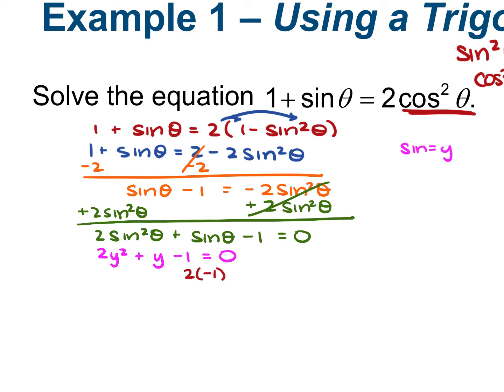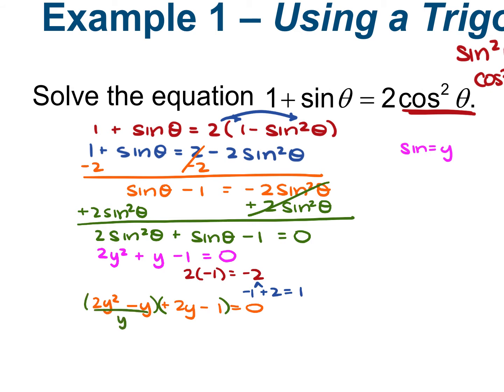2 times negative 1 gives us negative 2. Your factors of negative 2 that add up to positive 1 are a negative 1 and a positive 2. So we replace, and we have 2y squared minus y plus 2y minus 1 is equal to 0. From here, since we have 4 terms, we can factor by grouping.